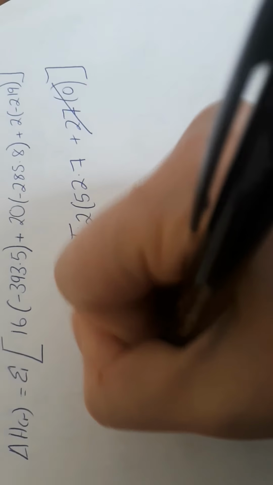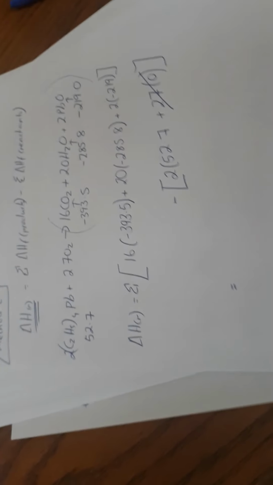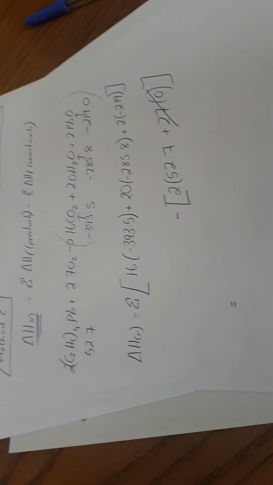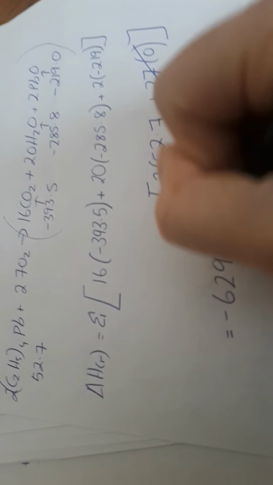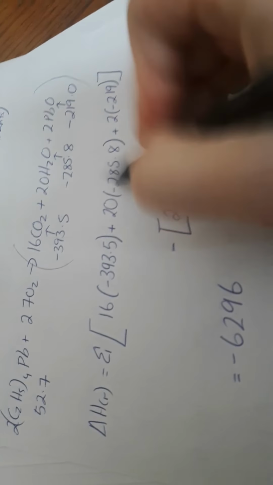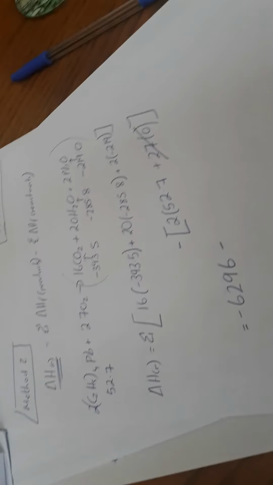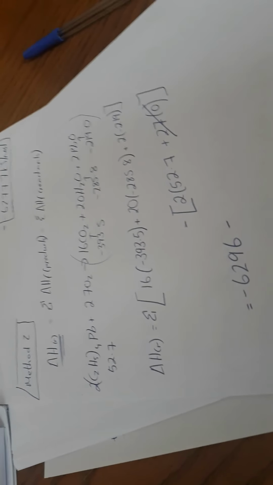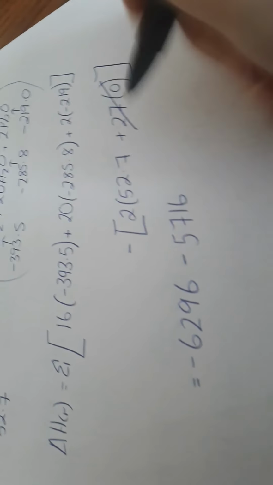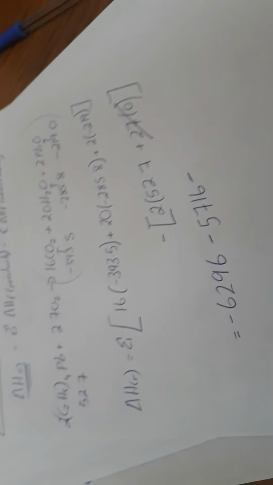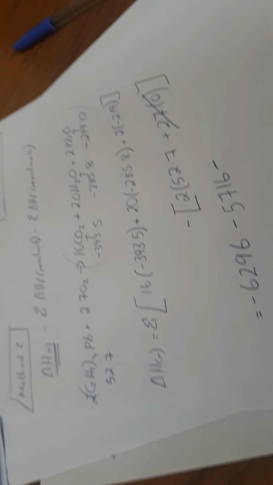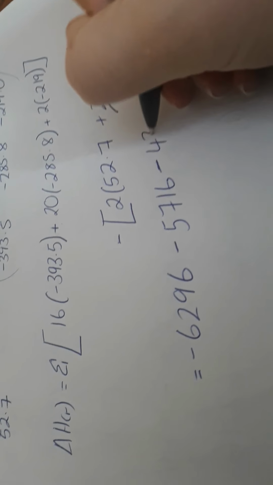And what we do here now is we multiply 393.5 minus multiplied by 16 gives me minus 6296. And a plus by a minus here gives me a minus. So 20 by 285.8 gives me minus 5716. And again here, 2 by a minus gives me a minus. So 2 by 219, and that gives me minus 438.